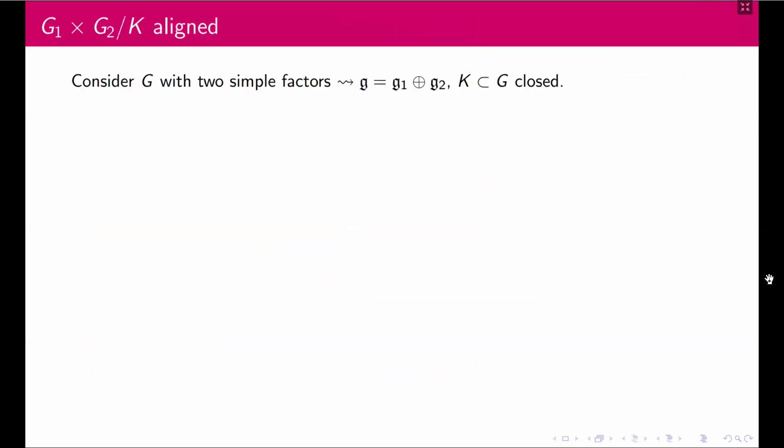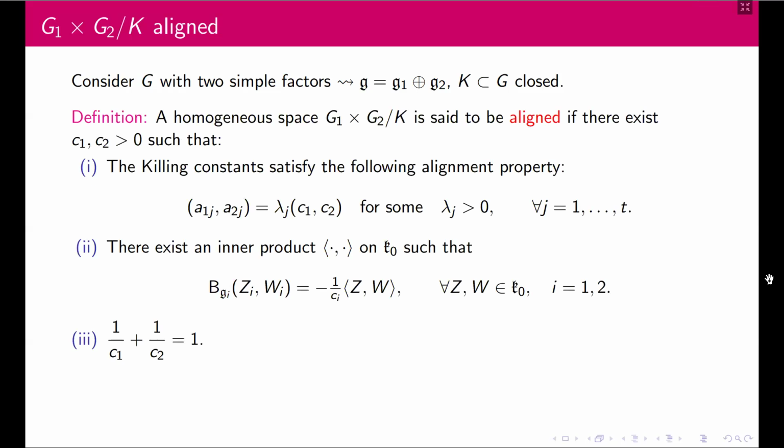So G has only 2 simple factors, and the Lie algebra is given by G1 plus G2. So the definition is the same. Here we have a pair of Killing constants and they satisfy this equality, this alignment property. Consider lambda j. Here K is not simple and it could have a center. So we have a lambda j, one for each factor of K, and the normalization about the aligned constants.